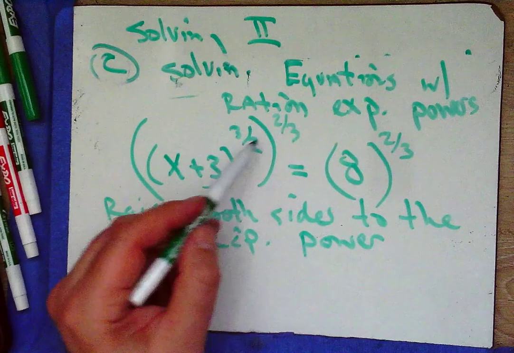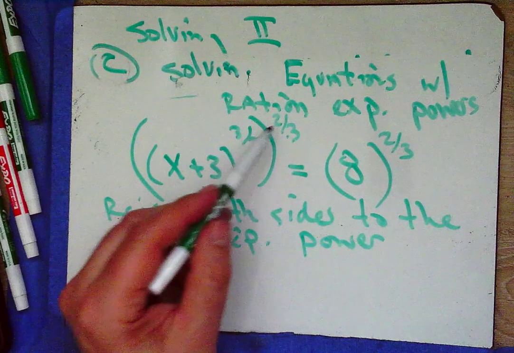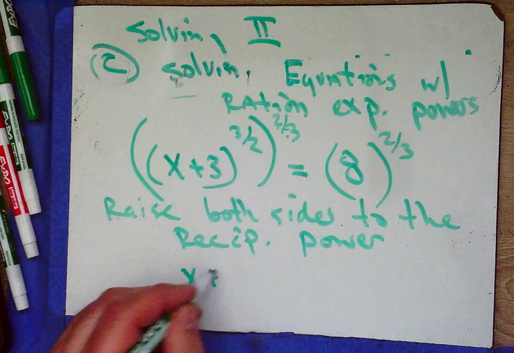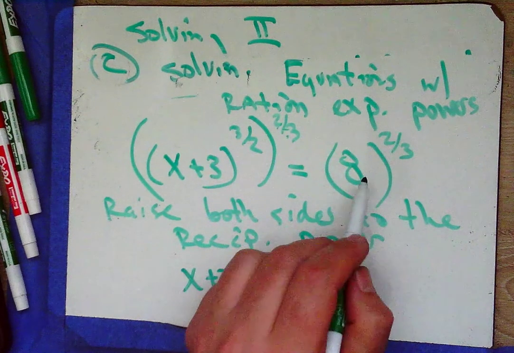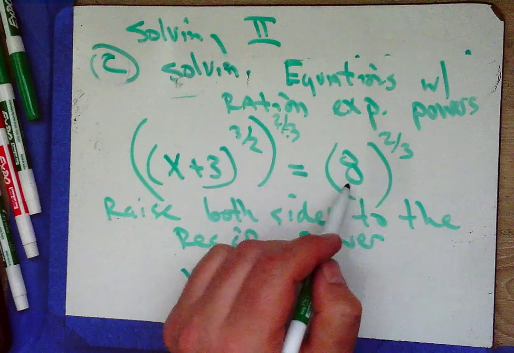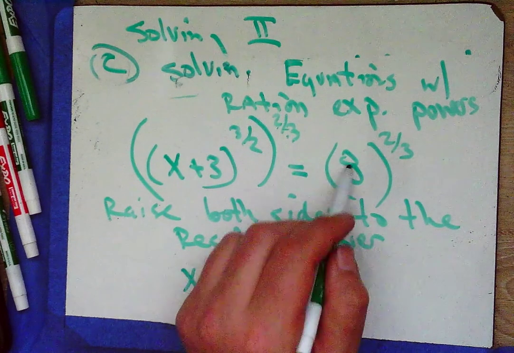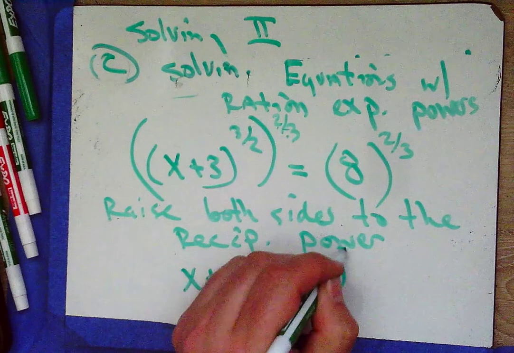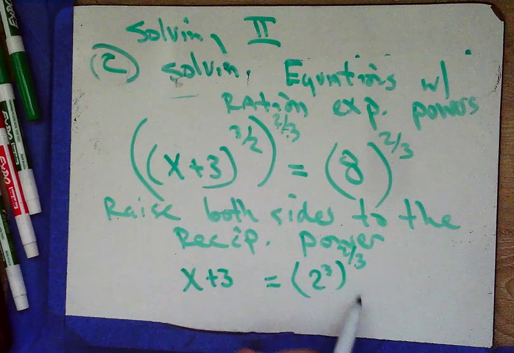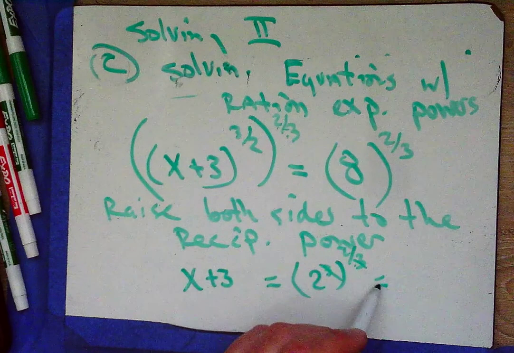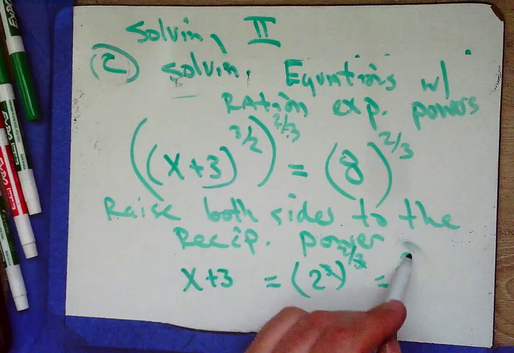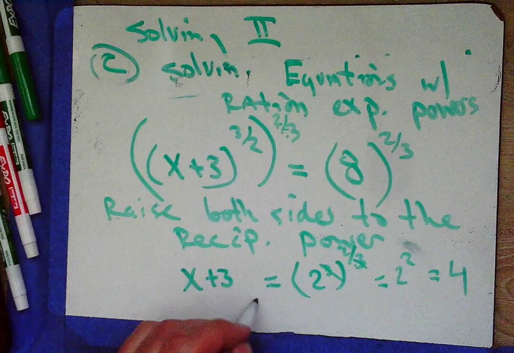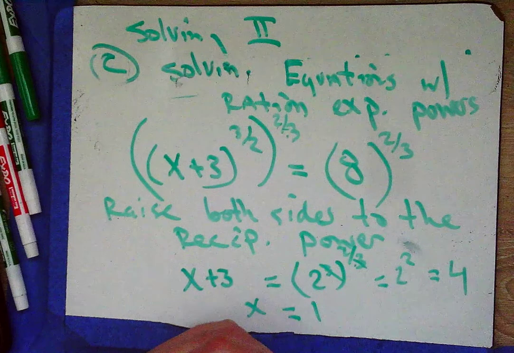Okay? Because when I raise a power to a power, I'm multiplying. And when I multiply reciprocals together, I get 1. X plus 3 to the 1 is just x plus 3. Now over here, what did we say at the beginning of this algebra basics unit we would do here? Rewrite the base. That's 2 to the third to the 2/3. And when I raise a power to a power, I multiply, so those cancel. And I get 2 squared, or 4. So x plus 3 equals 4. I subtract 3 from both sides, I get x equals 1.